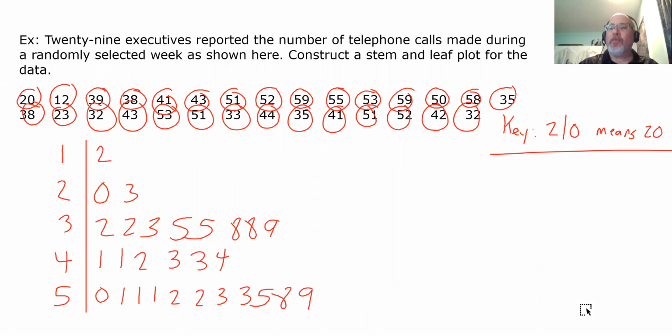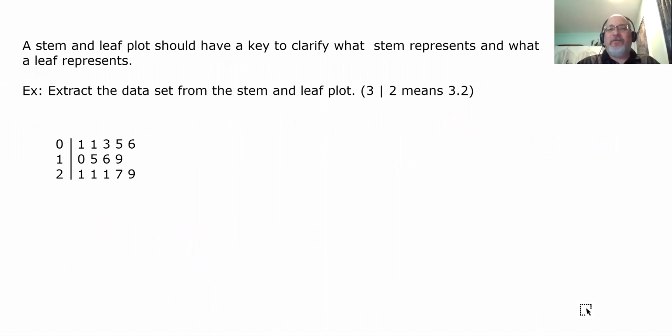We're going to take a look at one more, but this one's already been created to illustrate the need for a key. For example, let's say that you haven't read what I'm covering up right now. And I asked you to extract the data set from the stem and leaf plot. Your inclination will probably be to build a bunch of two-digit numbers because that's what we just did with a bunch of two-digit numbers, turn them into a stem and leaf display. For example, this 1 coupled with that stem, you might think is a 21. But what if I told you it wasn't?